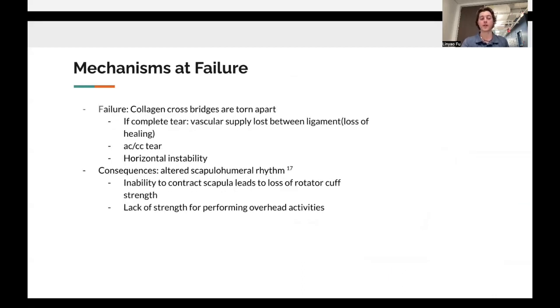With this complete failure of a tissue, your collagen cross bridges are going to completely tear apart. And if you're experiencing this complete tear, due to a ligament's already limited vascular supply, you're going to completely lose this vascular supply, and it may also completely affect the healing process. And in this case, you may also lose complete stability of the joint based off of its functions. And some consequences of that could be you could have an altered scapulohumeral rhythm now due to your unstable joint, due to inability to contract your scapula. And this could also lead to loss of rotator cuff strength and other complications.